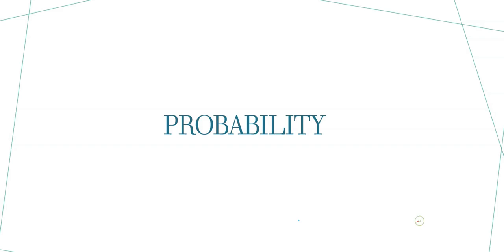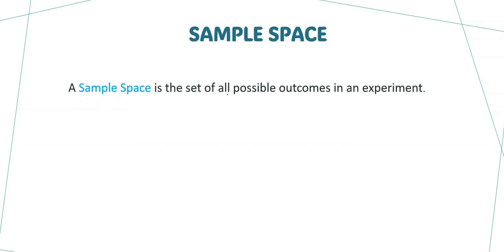So one of them is sample space. Now, what do we mean by sample space? Sample space is nothing but the set of all possible outcomes of an experiment. Okay, so this is how we define a sample space.